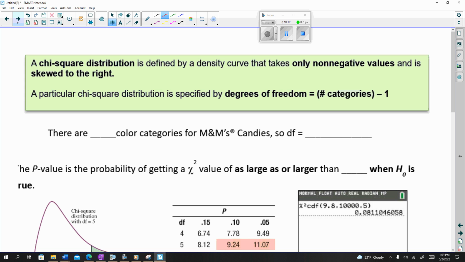So here, these are the things that I just went over with you. It's here for you in print. The chi-square distribution is always skewed right because there are no negative critical values. To get the degrees of freedom, I just went over number of categories minus one. In this case, there are six color categories, so I did six minus one to get my 5 degrees of freedom.